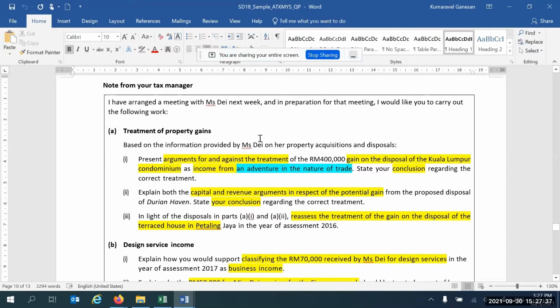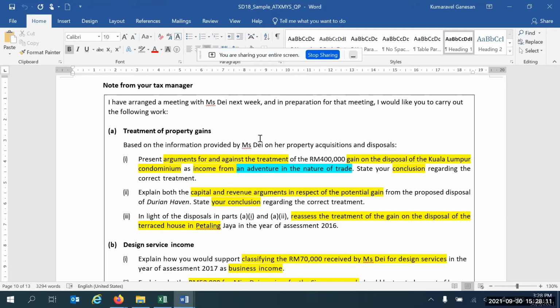Now, present arguments for and against the treatment on the gain on disposal as income from an adventure in the nature of trade. State your conclusion. Now, even though conclusion is not required for this type of badges of trade question, you must write it. For badges of trade, you have to write your conclusion.